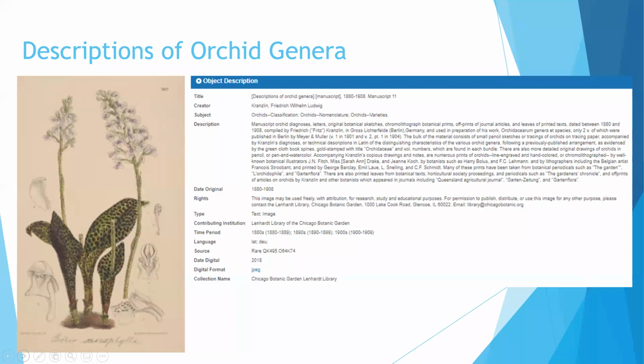Okay, here is another image. So this is from the Chicago Botanic Gardens collection. And again, this is on IDA, and they own a multi-volume set of books written by Friedrich Wilhelm Ludwig Kraenzlin. This is manuscript 11, which was the final volume of the collection. And this image is on page 7. These books feature orchid diagnoses, letters, original botanical sketches, chromolithograph botanical prints, off-prints of journal articles, and leaves of printed text dated between 1880 and 1908. And on the left is the page of the book, while on the right you can see the object description using Dublin Core elements.